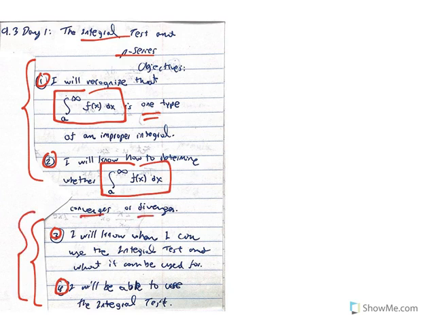And then we'll come to objectives 3 and 4, which are about series. Objective 3, you will know when you can use the integral test and what it can be used for. So you can't use it for any series. There are certain conditions that have to be satisfied for you to be able to use the integral test. And you'll be able to use the integral test.